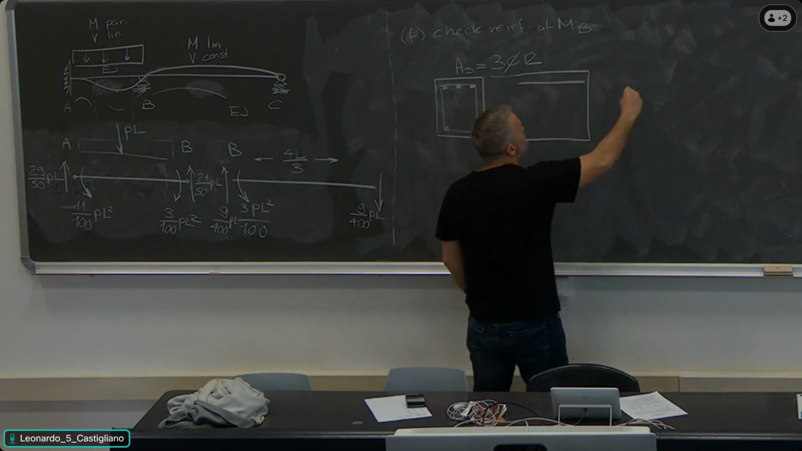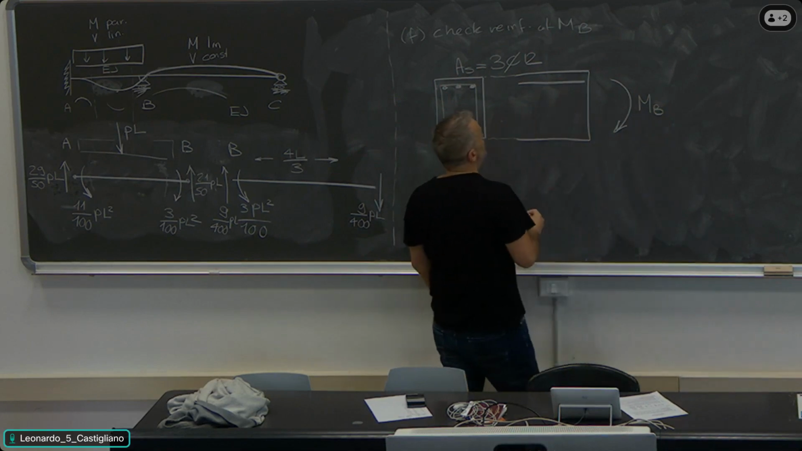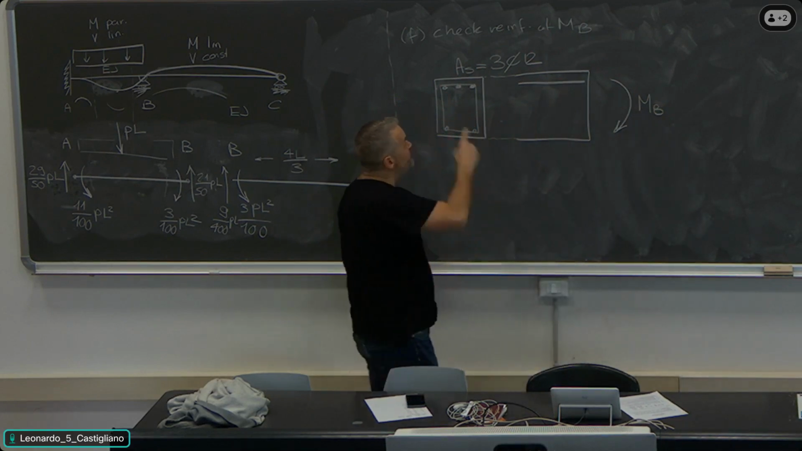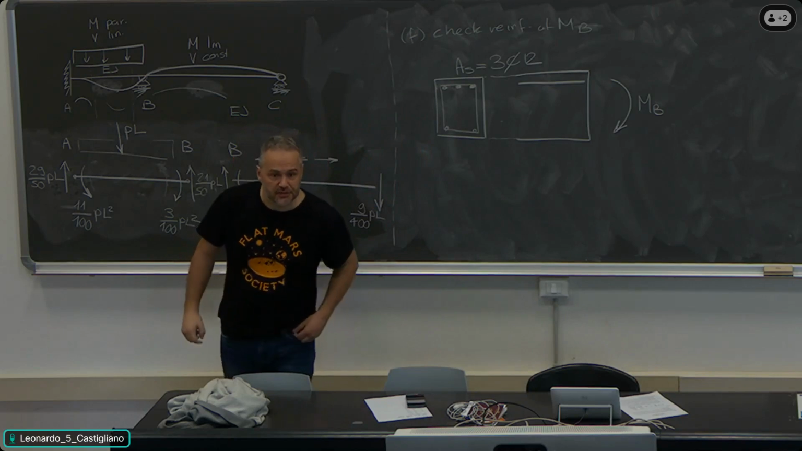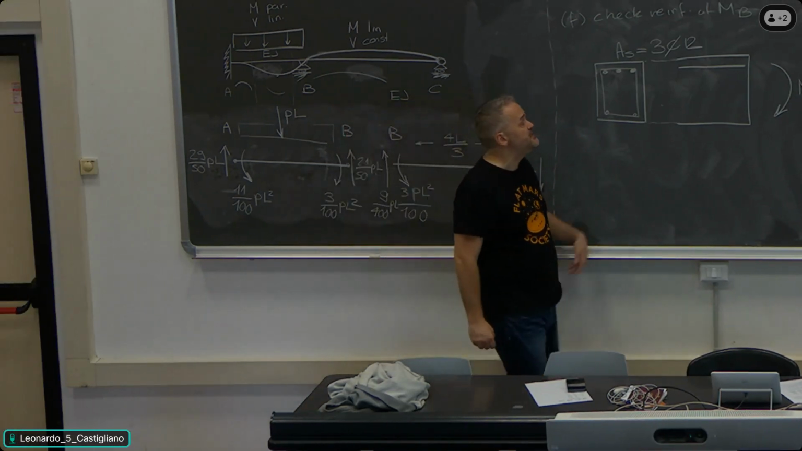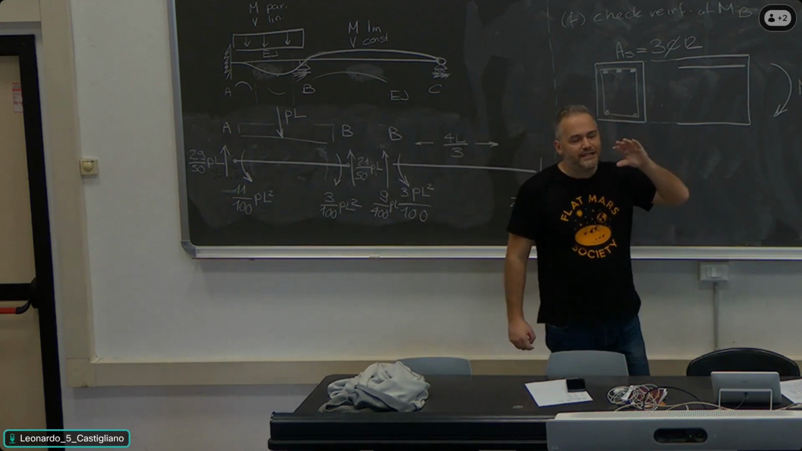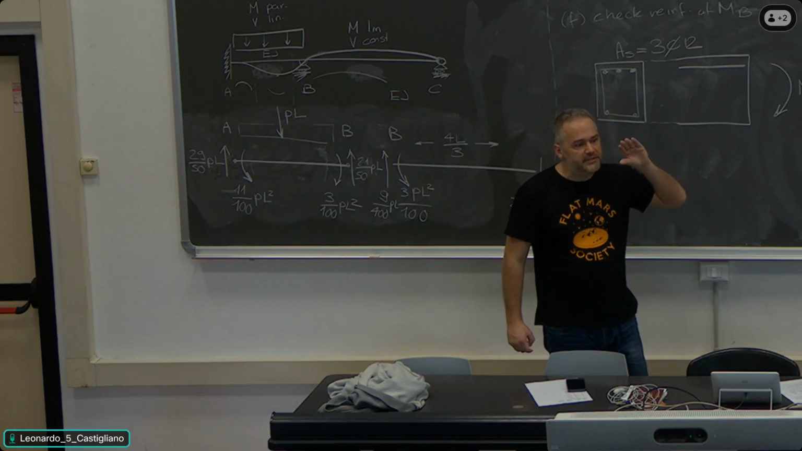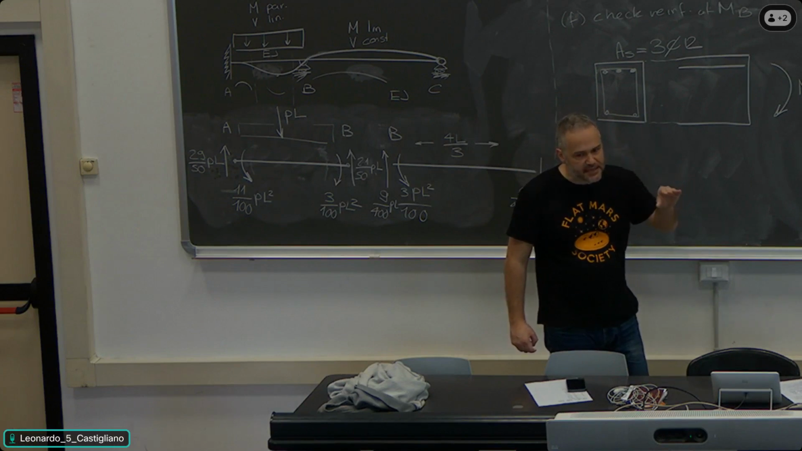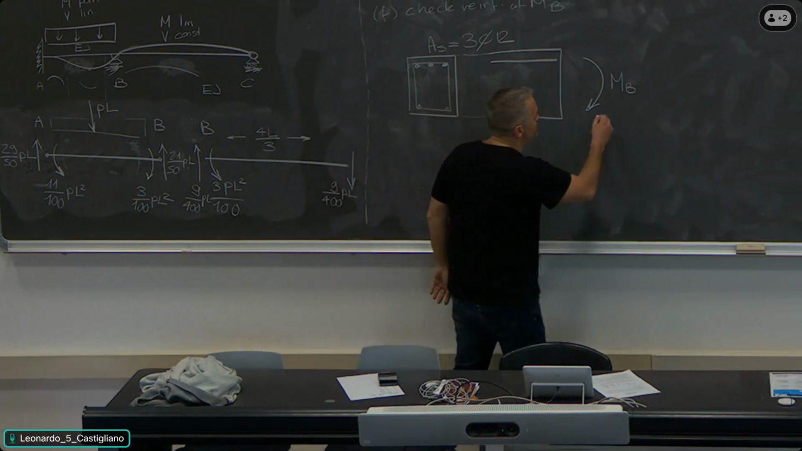So the situation in this case is this. We have here MB. We worked it out previously. We have to check the longitudinal reinforcement. What does it mean to check the longitudinal reinforcement? It means answering the question, what is the maximum bending moment the assigned reinforcement can resist? And then ask yourself whether it is larger or lower than the applied bending moment.